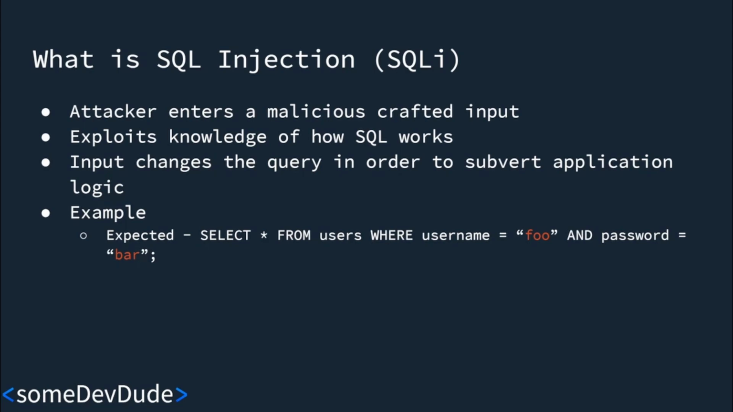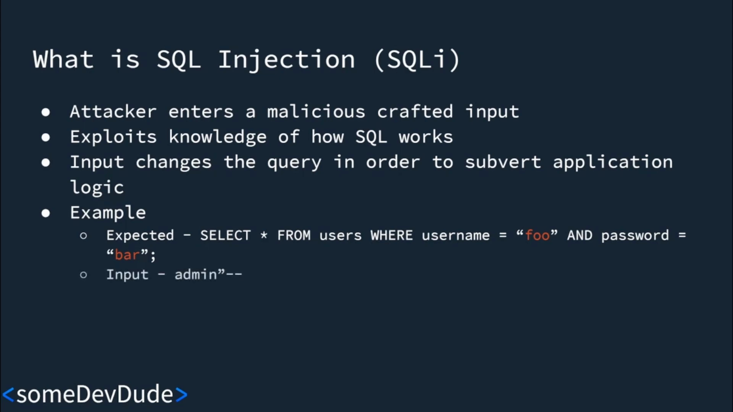Then we have where, and after where, we have a series of conditions. The where statement is used to define what information we're going to return. So in this case, we're going to get every row from the users table that has a username of foo and the password of bar. If there was another row with the username of Jane, that would not be returned. It'd only get the rows that match the conditions.